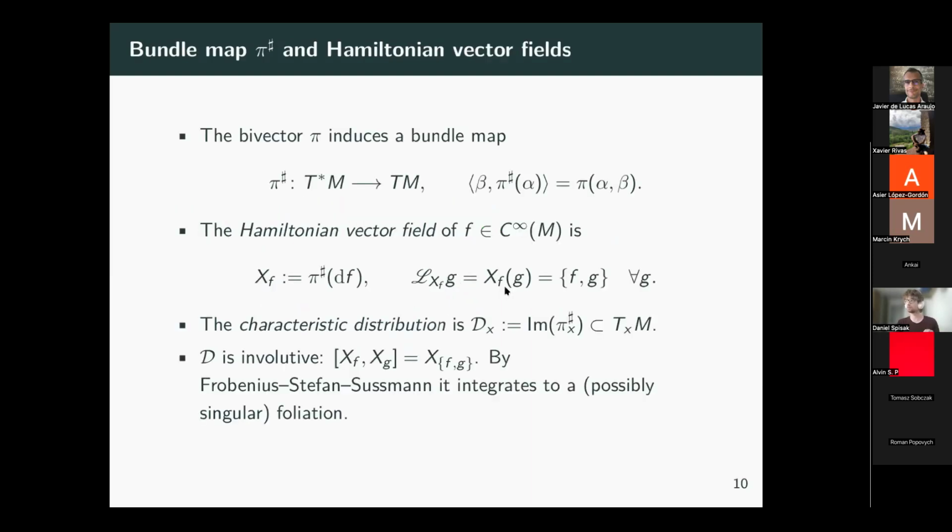Now I will go on to a few things that also happen in Poisson manifolds. The Poisson bivector induces a bundle map. This is the Poisson tensor, defined by this expression. Then the Hamiltonian fields of smooth functions are defined in this way. And we know that the Lie derivative in the direction of a field over a smooth function is just this field applied to the function. And this is by definition just the Poisson bracket of those two functions.